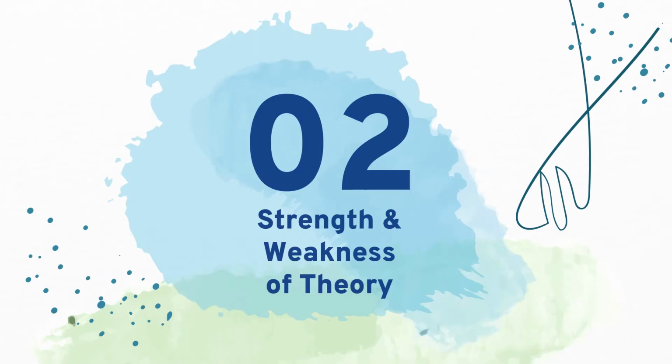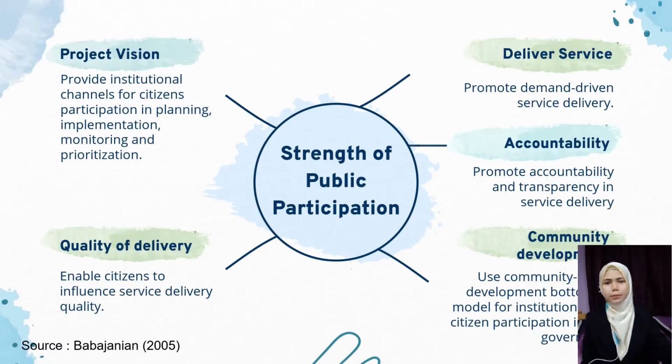The second topic is about the strength and the weakness of theory. Number one is the project vision, which provides an institutional channel for citizen participation in planning, implementation, monitoring, and prioritization. Number two is the quality of delivery, where public participation enables citizens to influence service delivery quality.